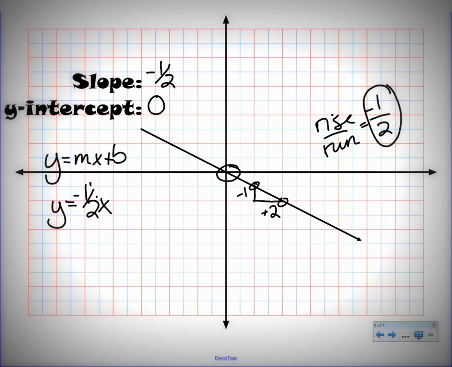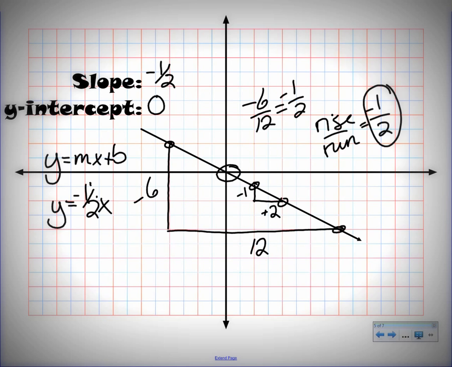I could have chosen this point, and let's go this point. Let's just go really big. So my rise is all the way down there, so that's what? 2, 4, 6, and my rise is negative 6, and my run, count that out, that's 12. So negative 6 over 12, and that does still reduce to negative half. So you could choose any 2 points, and you would still find the same slope.